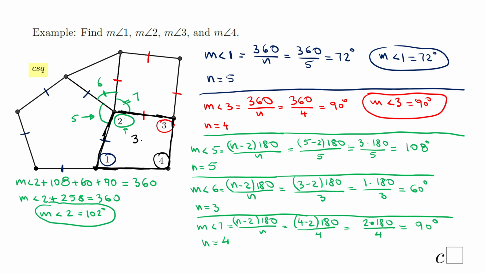The sum of the interior angles is 360. This is one polygon that you probably want to remember. You're going to need it more and more in your geometry classes. 360 degrees for a quadrilateral. So we're going to have the measure of angle 1 plus the measure of angle 2 plus the measure of angle 3 plus the measure of angle 4 equals 360.